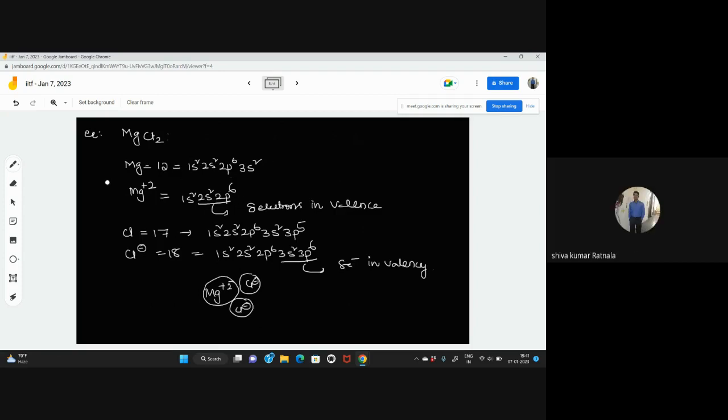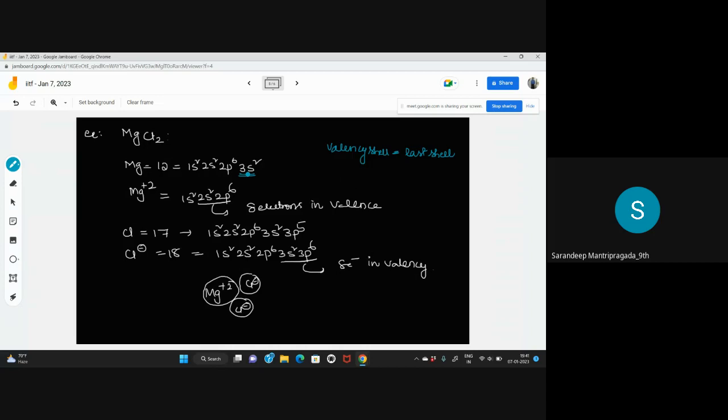But actually, what is the valence shell here? It is 3s. So valence shell means what? Last shell, right? And the last shell is the third shell, no? Yes, sir.